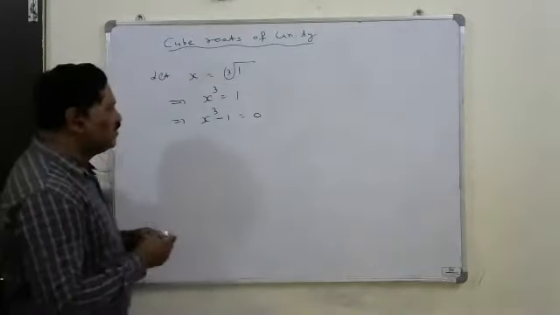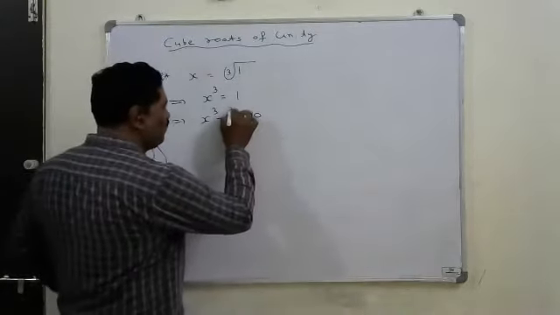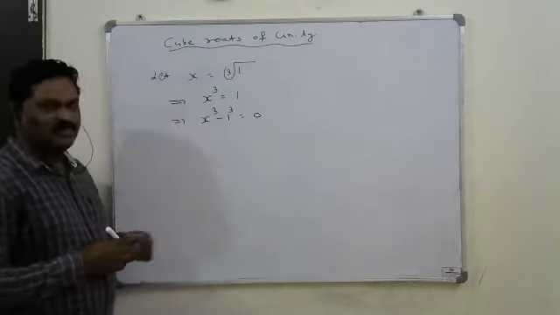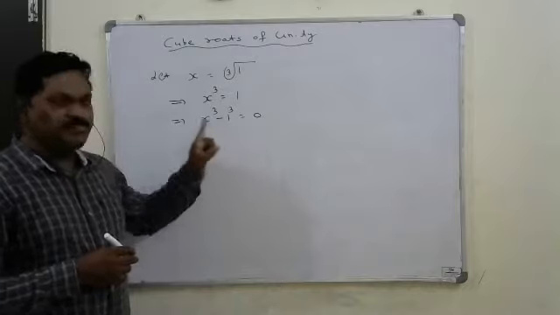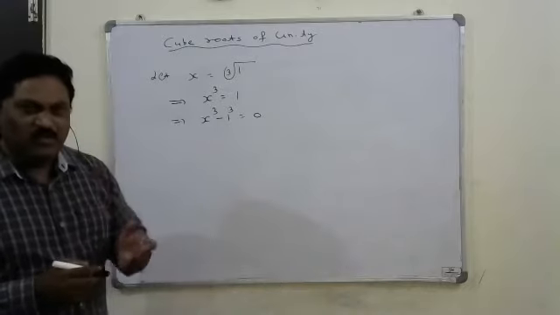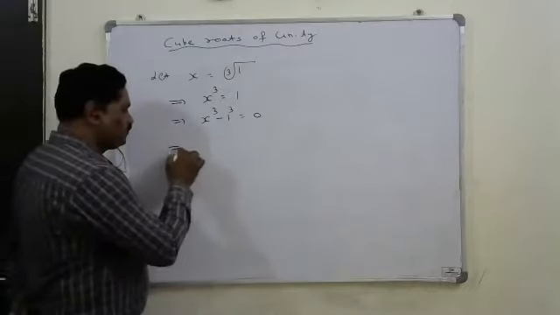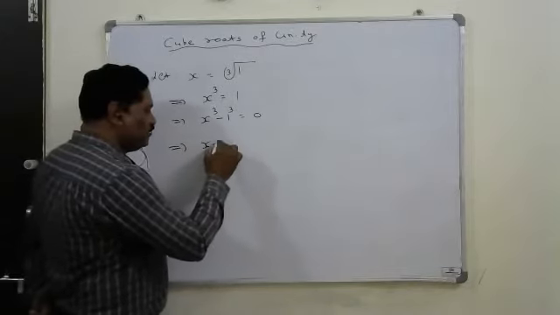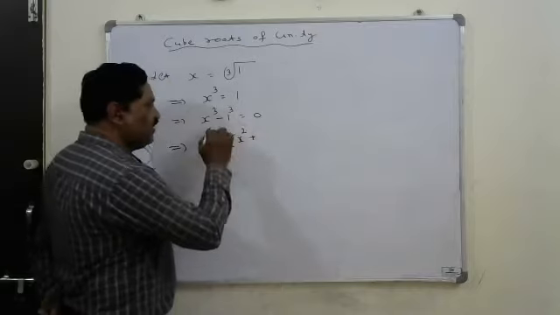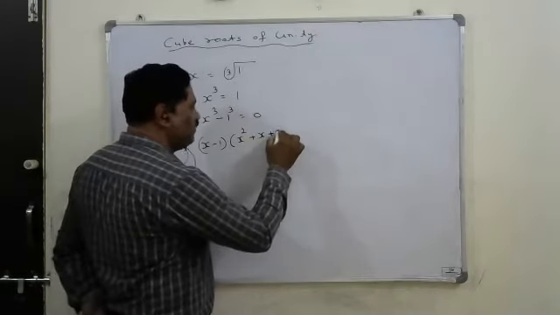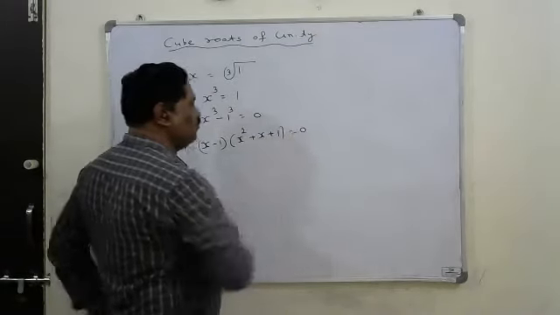If I want to find it, since this 1, I can write as 1 cube. Now it is in the form of a cube minus b cube. What is the formula for a cube minus b cube? a minus b into a square plus ab plus b square. So x minus 1 into x square plus x plus 1 is equal to 0.